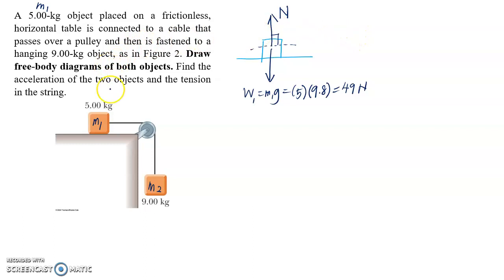And last but not least, because it is attached to this cable, it will also experience another force, which is going to be the tension in the cable. So now the tension is always going to be directed away from the mass. And I'll be drawing the direction of the acceleration, which is going to be directed to the right, because the 5 kilogram mass will be pulled to the right by the 9 kilogram object.